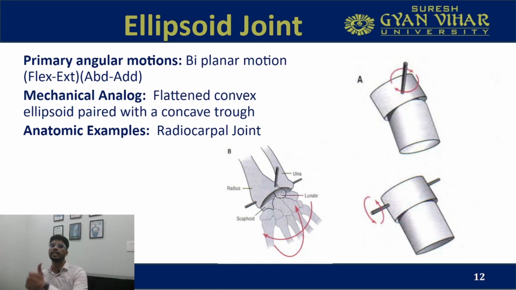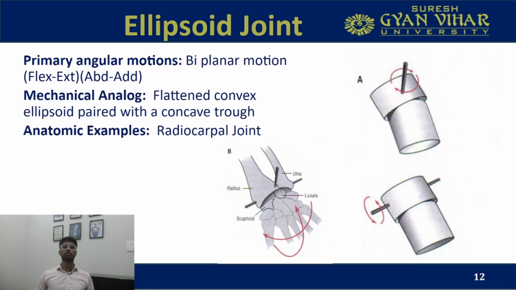Now let's understand the ellipsoid joint. In an ellipsoid joint, only biplanar motion is possible, and in that biplanar motion also there are only two types of motions which are possible. First is flexion and extension, and another movement is abduction and adduction.